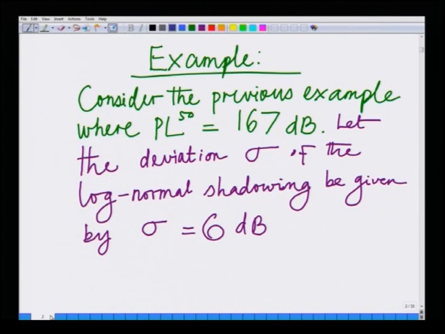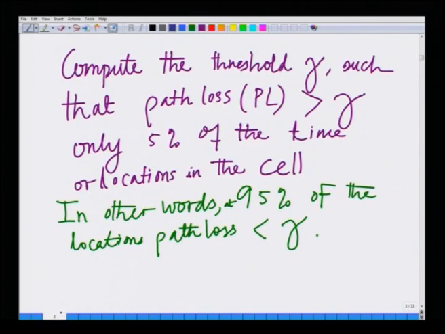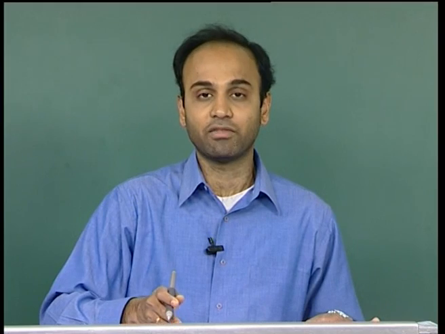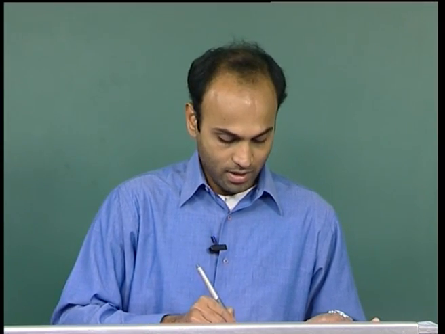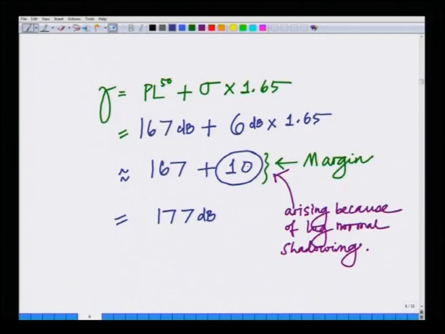And we had also seen an example in which the median path loss is 167 dB with a variance of 6 dB, and we wanted to compute the threshold gamma such that it exceeds the threshold only 5% of the time, which means a reliability of 95%. And we said the margin that has to be accounted for this reliability factor at the transmitter is 10 dB.